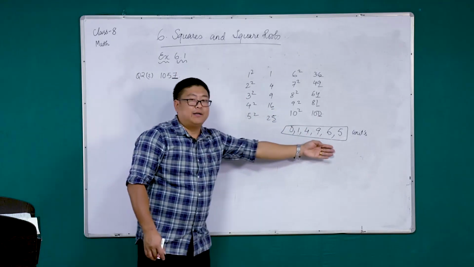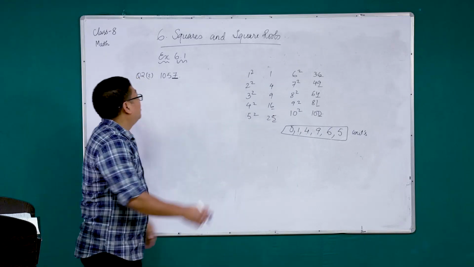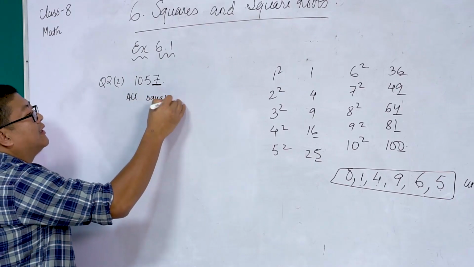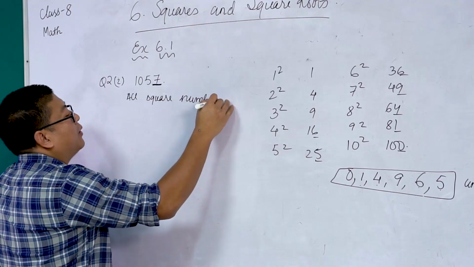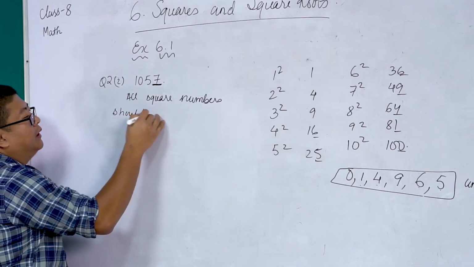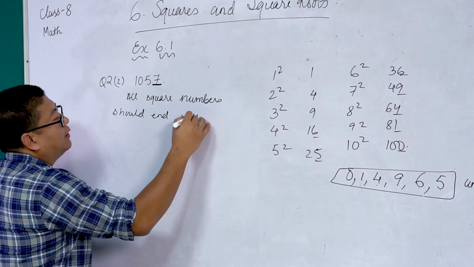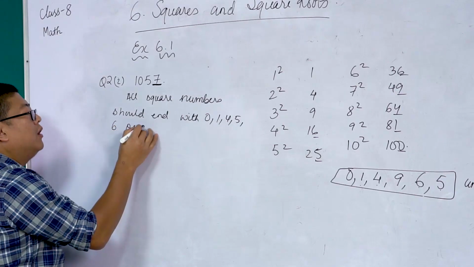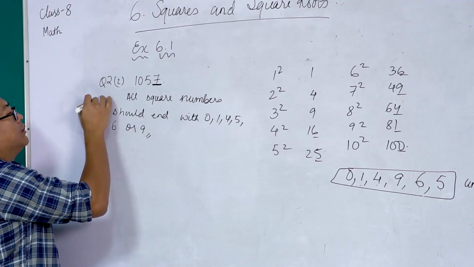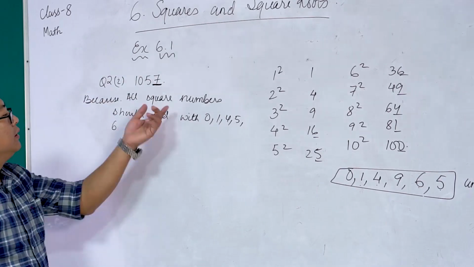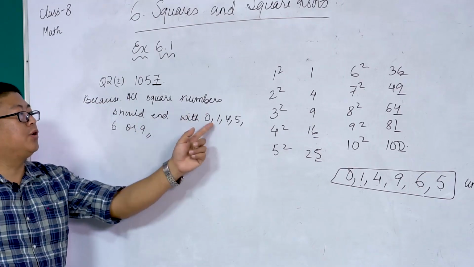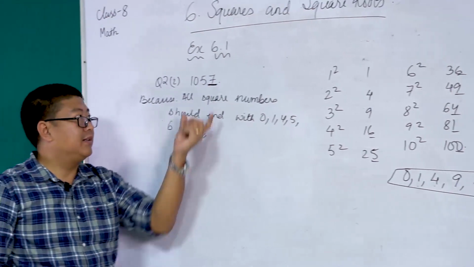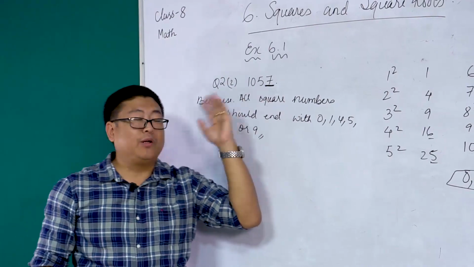7 comes under neither, right? 7 is neither. Because all square numbers should end with 0, 1, 4, 5, 6 or 9, and this is ending with 7, because of this reason, this is not a square number, without actually doing any calculations.